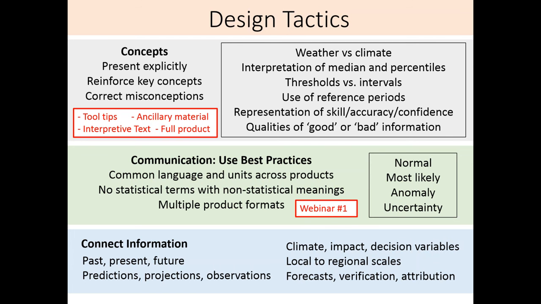Another is how do we go from local to regional scales? And maybe there's others, but one more is looking at forecasts and verifying the skill of those forecasts and doing attribution when those forecasts haven't worked well, explaining why they didn't work well or why they did work so well. We know that people have trouble in connecting information across all of these examples.